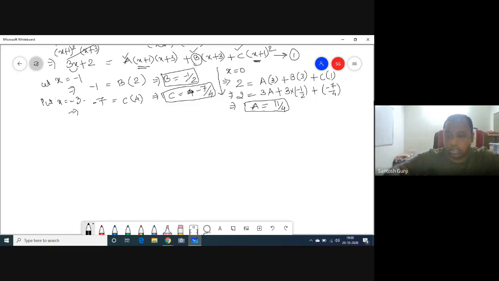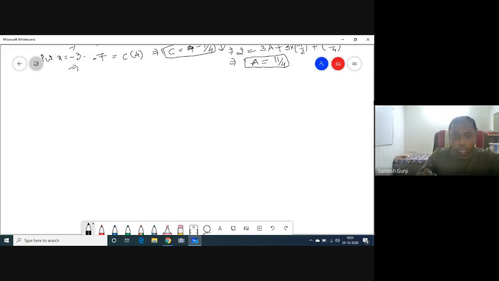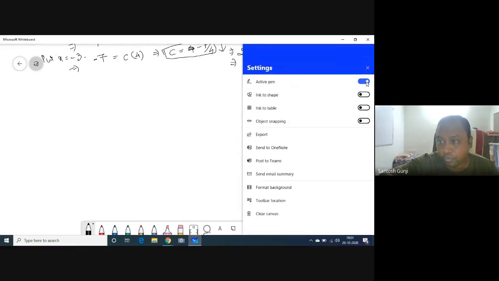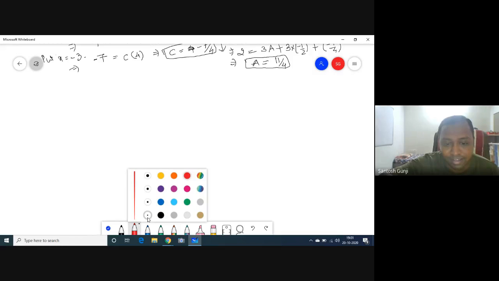Now see, the total fraction is going to reduce. I'm just changing the pen color so that you can enjoy the colors while observing this video. Fine.